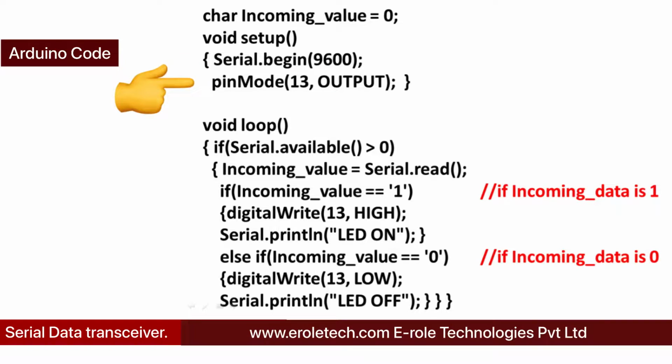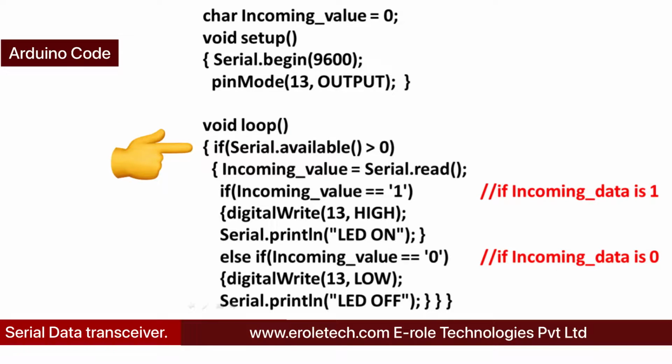Then we declare pin number 13 of Arduino as output pin. There is an inbuilt LED connected at pin 13 of Arduino. Void loop. This function will run over and over again forever. So whatever we have written inside it will repeat forever.